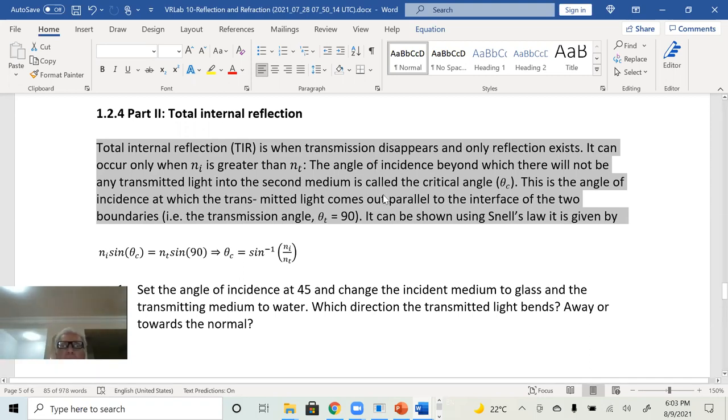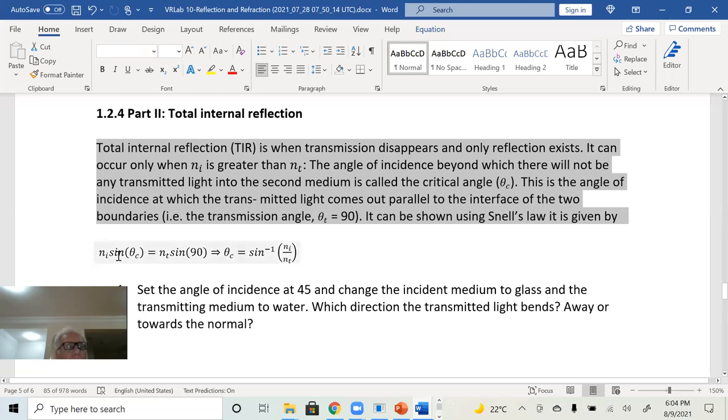The angle of incidence beyond which there will not be any transmitted light into a second medium is called the critical angle, okay? This is the angle of incidence at which the transmitted light comes out parallel to the interface of the two boundaries. This critical angle occurs whenever the angle of transmission is 90 degrees. You can even substitute that in your equation, right here, for Snell's law.